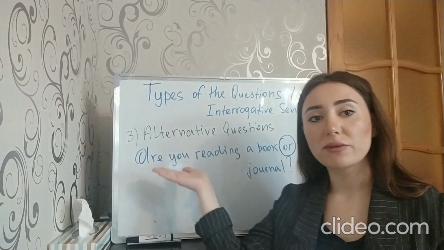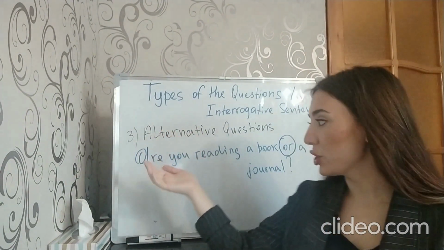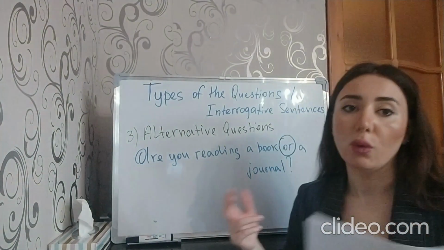So that's it. Alternative questions usually start with an auxiliary verb, as in general questions: Are you reading a book? And we join the alternatives with the help of or.